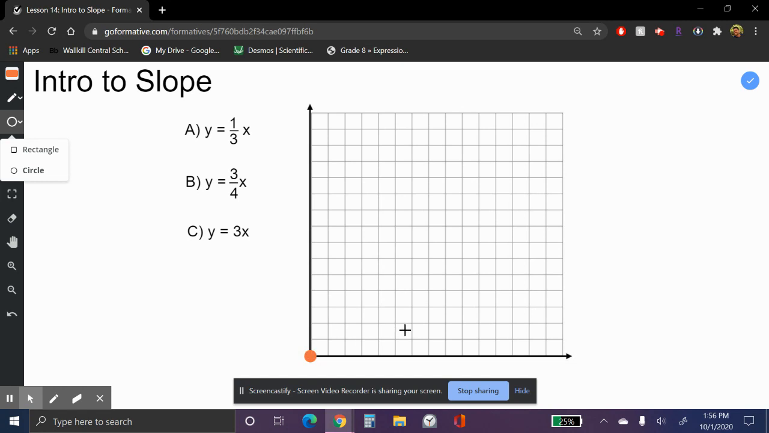There's one point. Now to make the next point, I have to go up 1, to the right 3, since it's a positive slope. Up 1, to the right 3. Up 1, to the right 3. And keep going until you can't anymore on the grid. So now I've made my nice points.